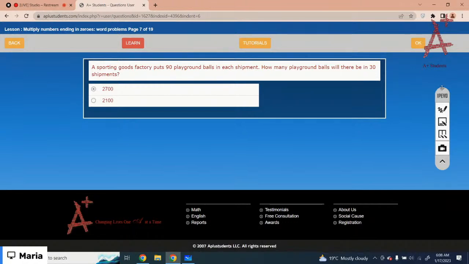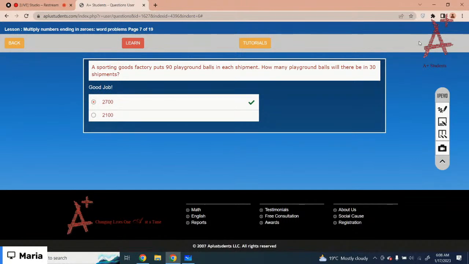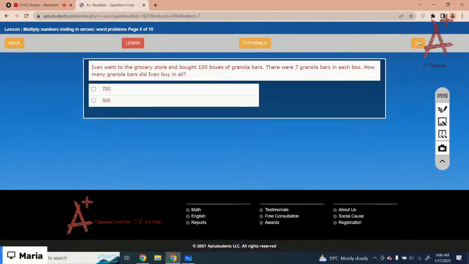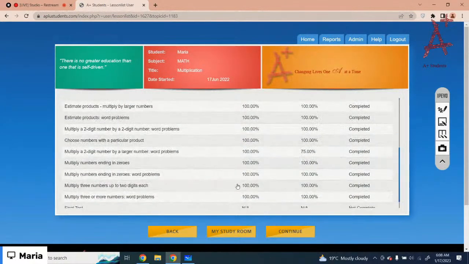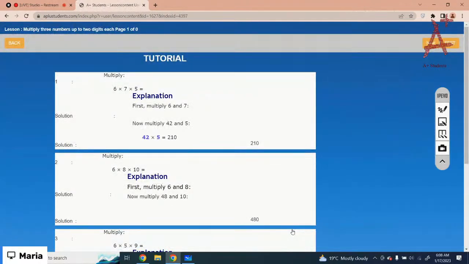Okay, you can complete the test by yourself later today. Let me just move on to the next lesson. Got it? And the next lesson is multiply three numbers up to 2 digits each. Okay, here is the next lesson. Let's start with the lesson. So you have to multiply three numbers. Got it? Let's start with the first example.